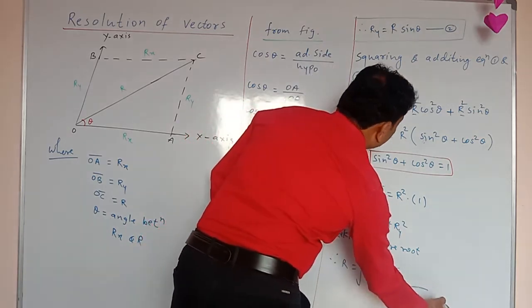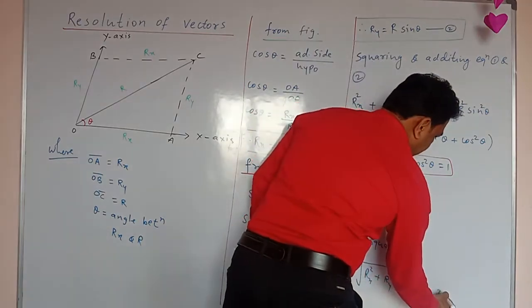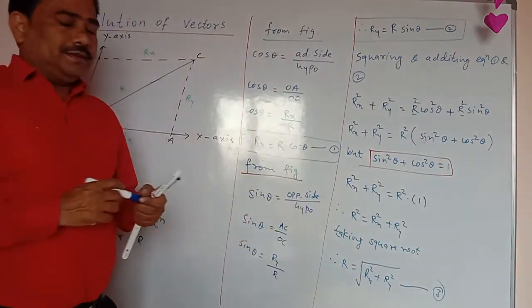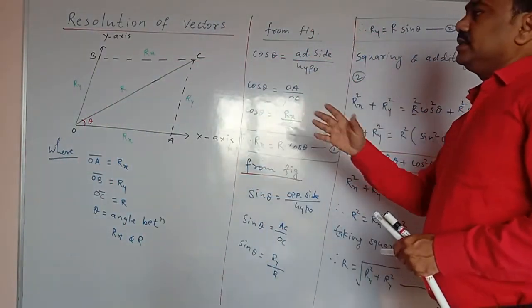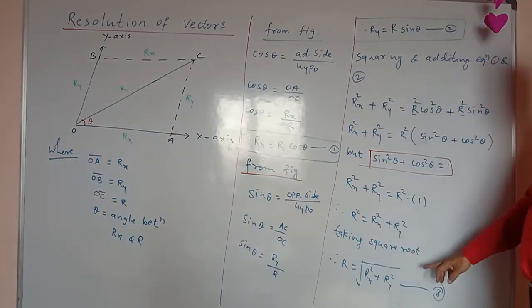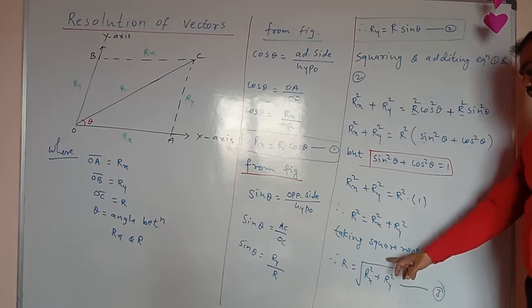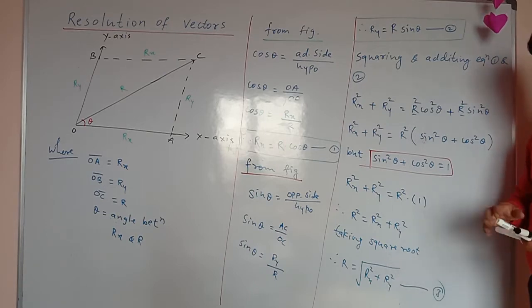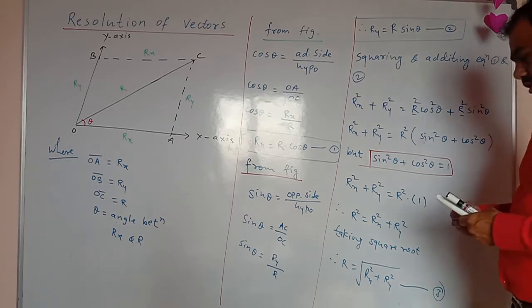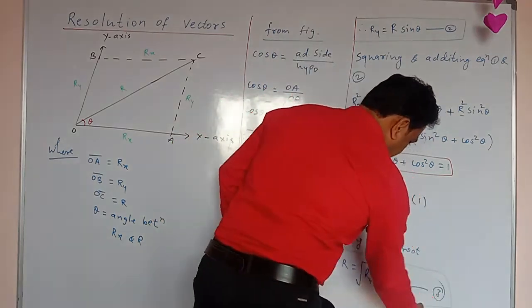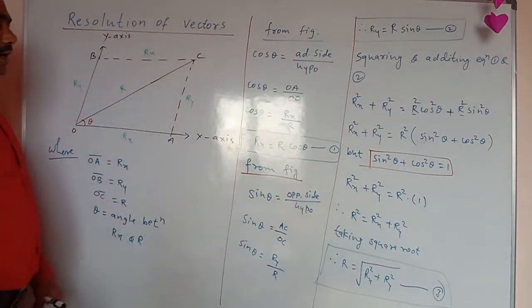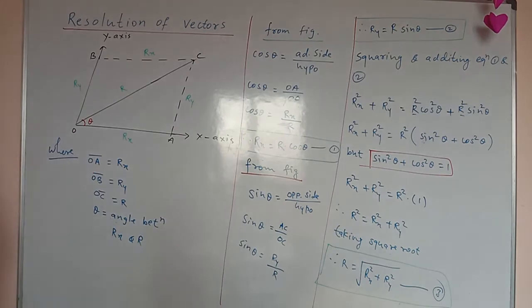So this is equation number 3, and this equation 3 is used for the resultant of these two vectors. So this is the resultant, that is vector R is equal to under root Rx square plus Ry square. Whenever you want to calculate the resultant vector in this case, you have to use this formula, that is R is equal to under root Rx square plus Ry square. So this is about R.